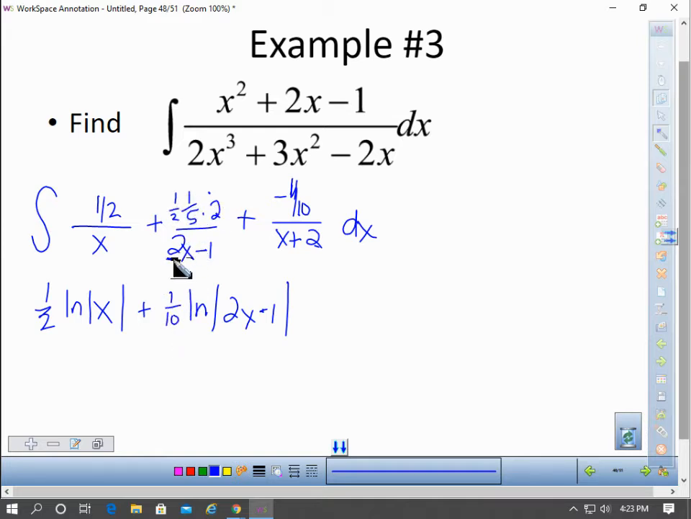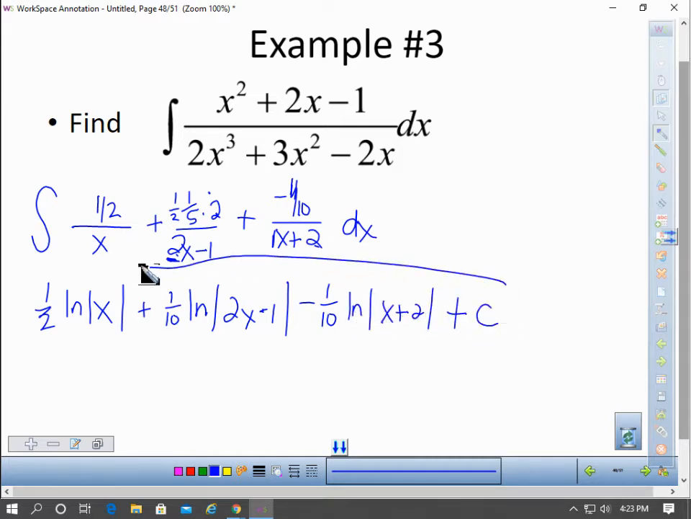So if you ever have a coefficient in front of your x in the denominator, divide by whatever that number is to get your correct antiderivative. And then this is going to be a minus 1/10. This has a 1 in front of it, so I'm good there. And then it's x plus 2. And then plus c, and there's my answer.